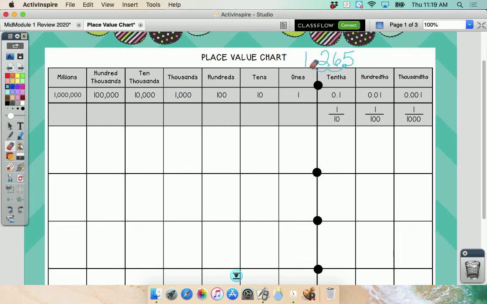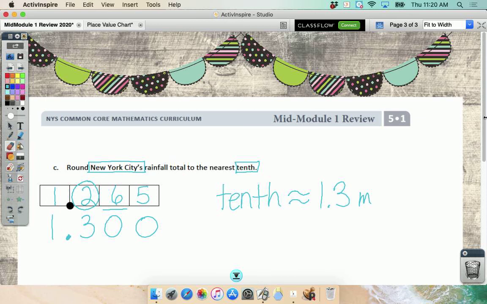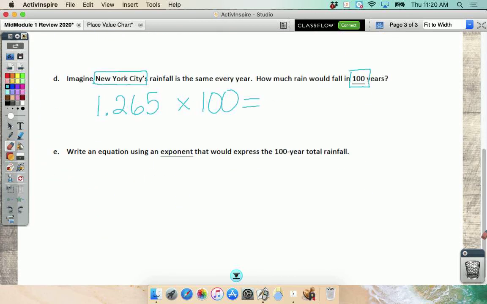Then I erase my old decimal and my tunnels. And what do I get for an answer? 126.5, or 126 and 5/10. Or what's another way? 126 and a half meters. Okay, now I want you to watch me do this next thing. So put your pencils and everything down. We solved that problem. We took it times 100 for 100 years.